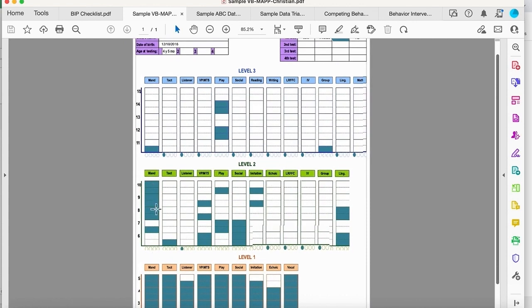He has some manding skills. His listener skills are a little bit lower, and he does have some imitation skills as well. Those are important because a lot of the interventions, if you took the time to go through that interventions course in the last lesson, have prerequisite skills. So those are really important to understand before you decide which interventions you're going to put into a behavior plan.